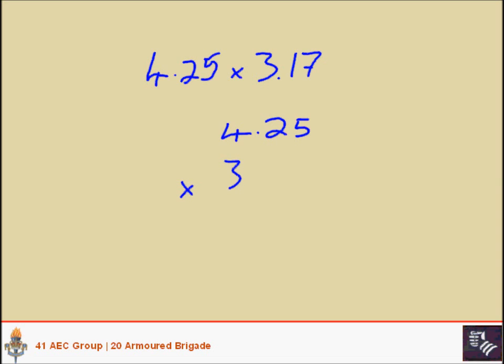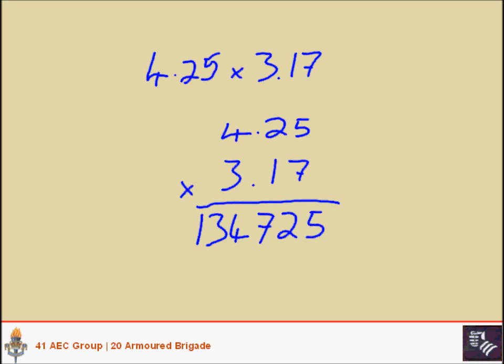Let's try another one. This time we're going to multiply 4.25 by 3.17. Remember to ignore the decimal points until we've completed our multiplication. This time we'll align it the same way as before. 4.25 times 3.17. Again, forgetting the decimal point, this is 425 times 317, which equals 134,725.